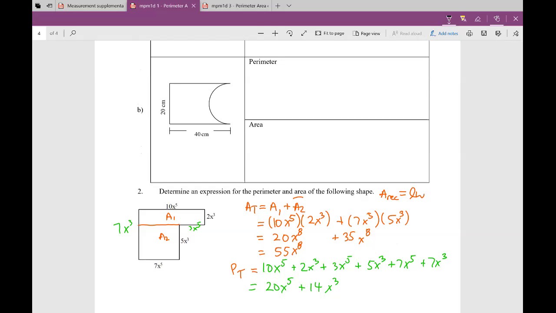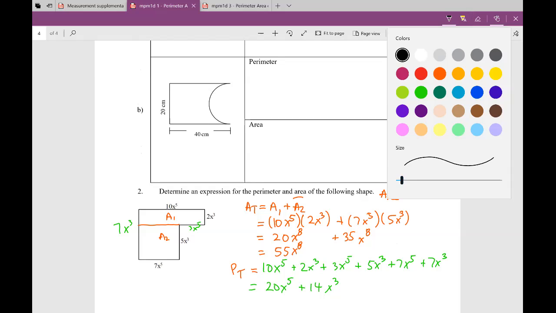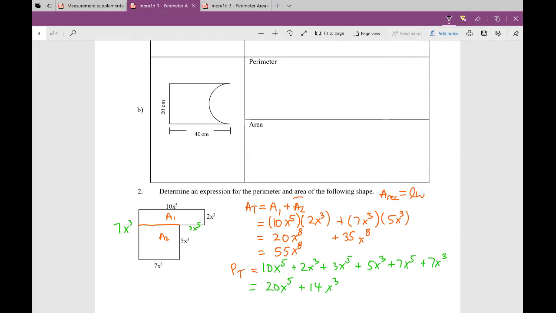So it says, determine an expression for the perimeter and area of the following shape. And so I decided to solve for area first. And the area, total area, happens to be made up of maybe 2 rectangles. So I use the equation length times width. So the total area, area 1 plus area 2, I think some of you would have divided this into 2 rectangles this way.